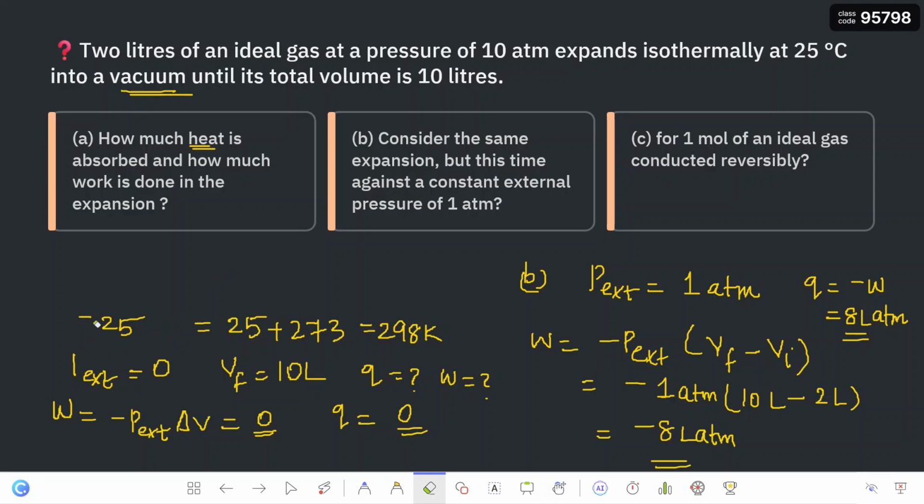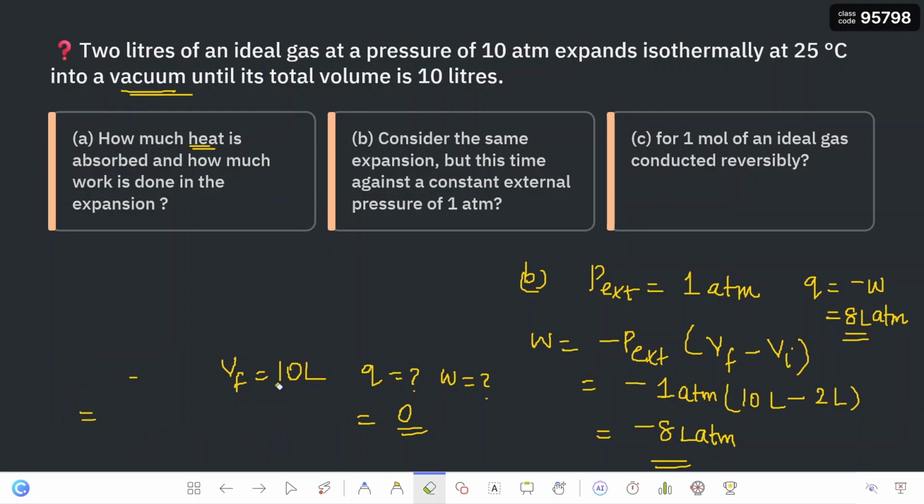Otherwise you can write also. There is nothing to write actually. Everything is same only, right? Like P external is 0, everything, W, Q, everything is 0. So there is nothing to write. So let's move to C part.